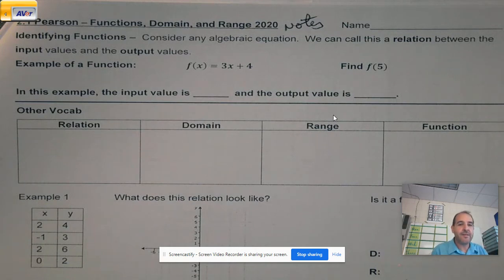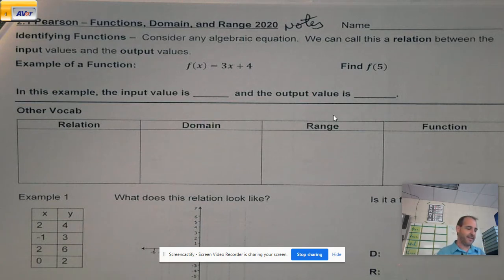We are going to be dealing with functions and domain and range, something that will come into play when we're doing some interval notation and some graphing stuff that's coming up. So it's an important lesson to get a good basis on all those things. If you take any algebraic equation, we call this a relation between what's called input and output.